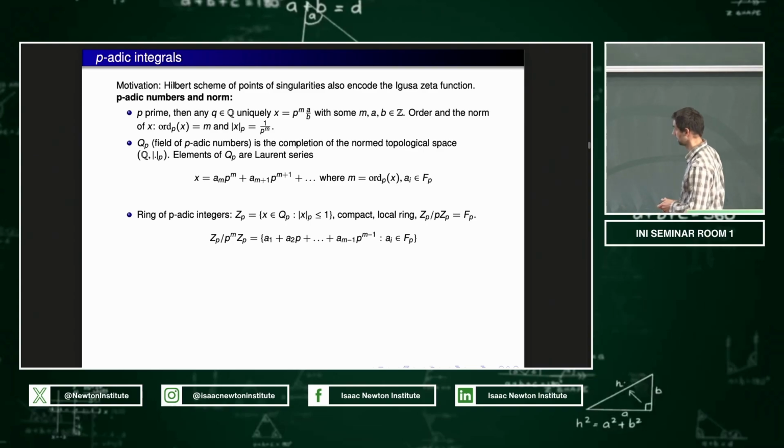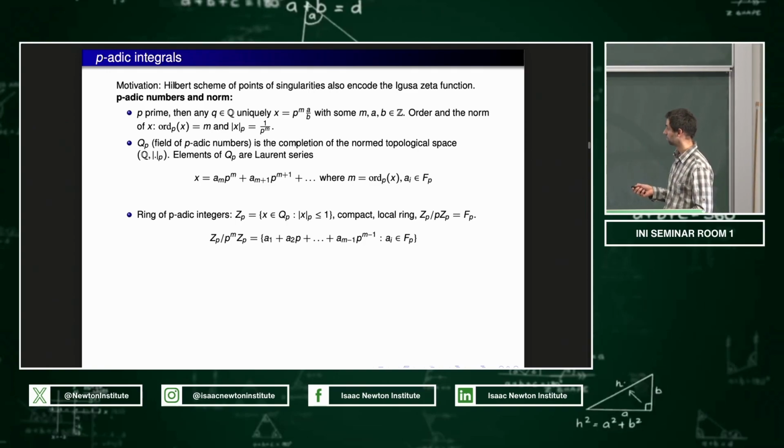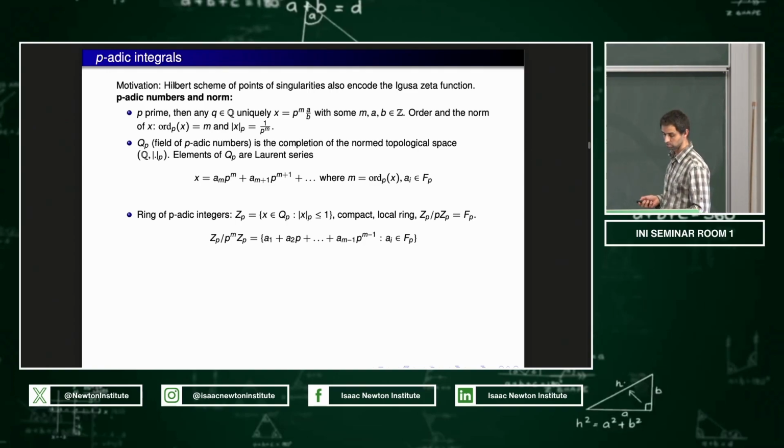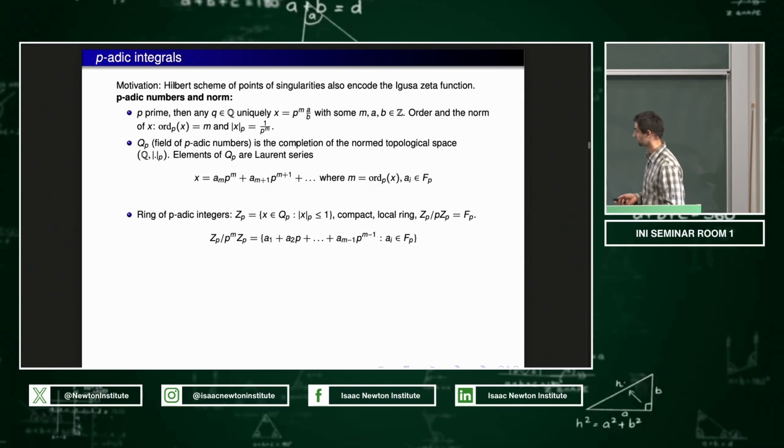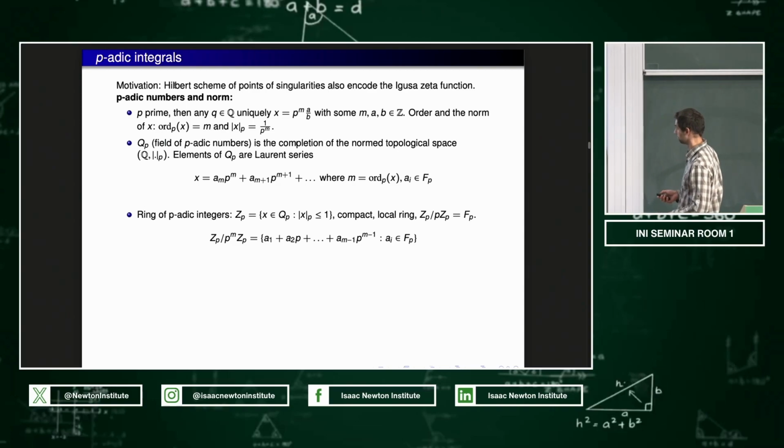So there's a unique maximal ideal consisting of series with a zero constant term. So a1 equals 0.